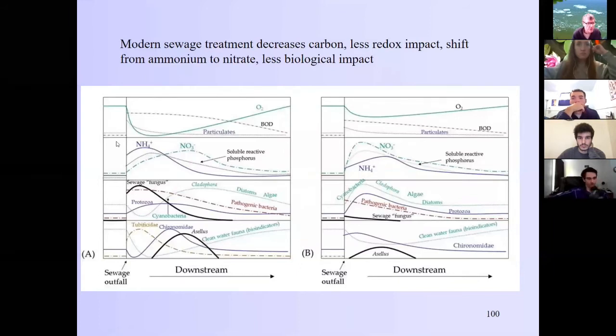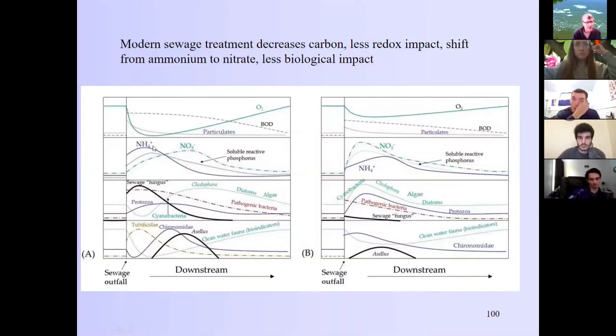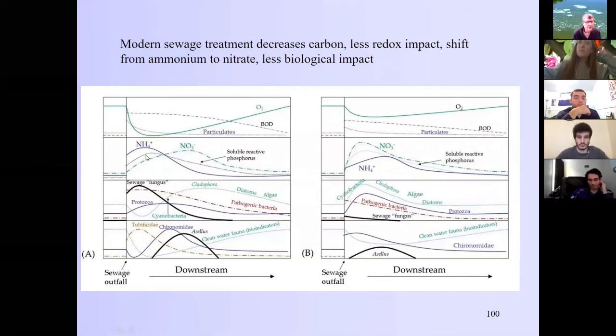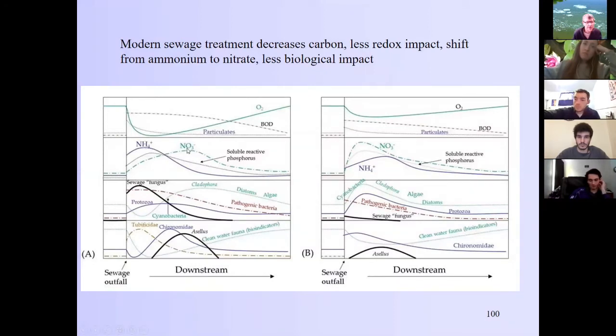So in this old school, they're dumping a bunch of nitrogen in. Because the sewage was anoxic, ammonium would be the predominant form, and it would be high. The soluble reactive phosphorus would be high because of all the phosphates and the detergents. And then eventually nitrate would get high downstream. Why is the ammonium converting to nitrate?